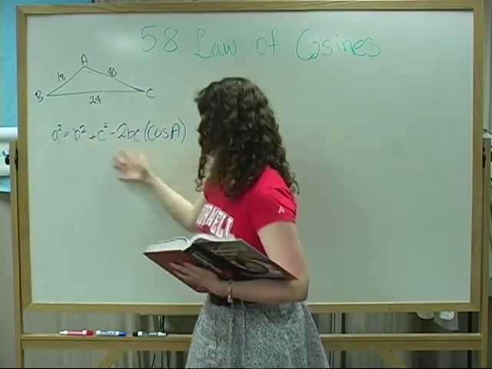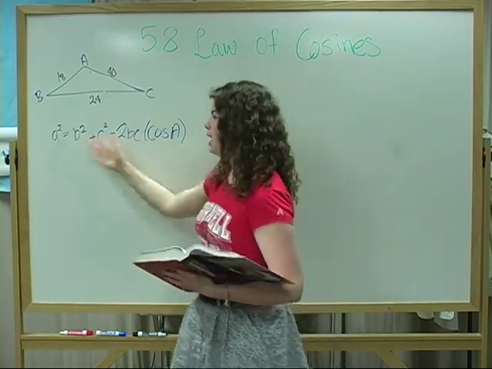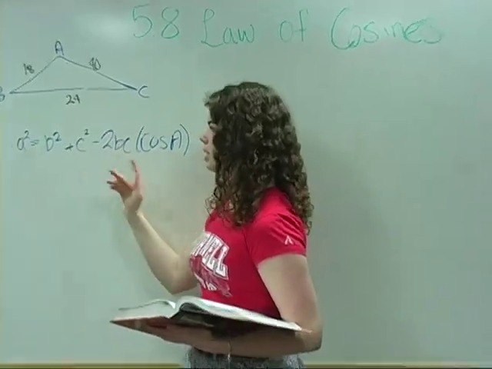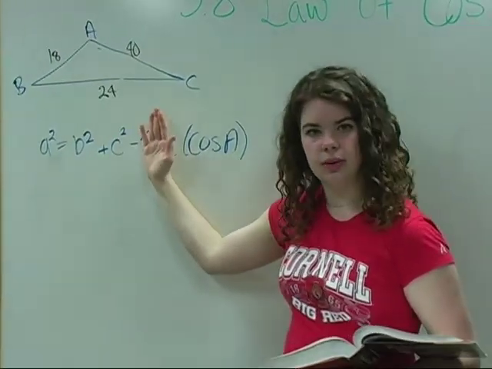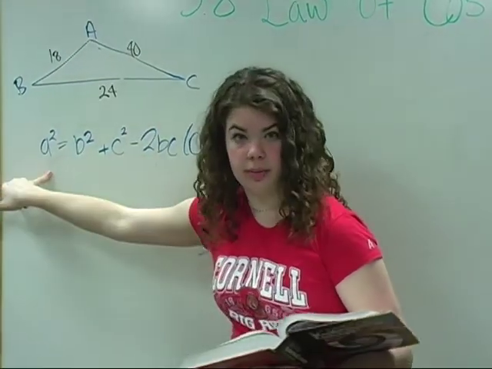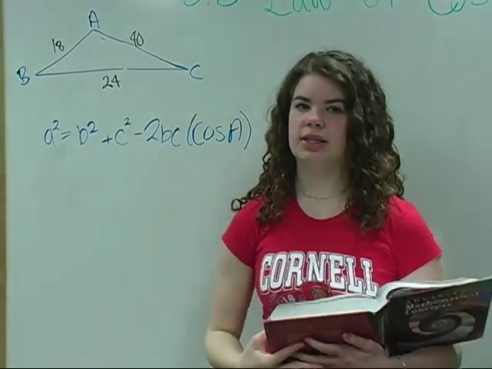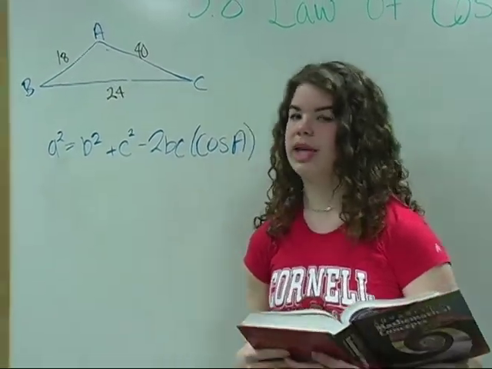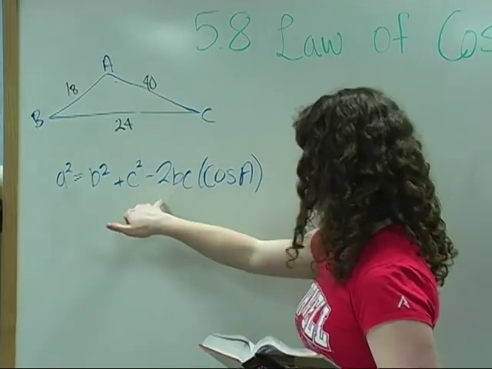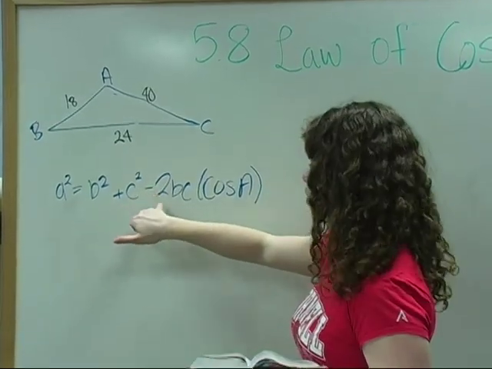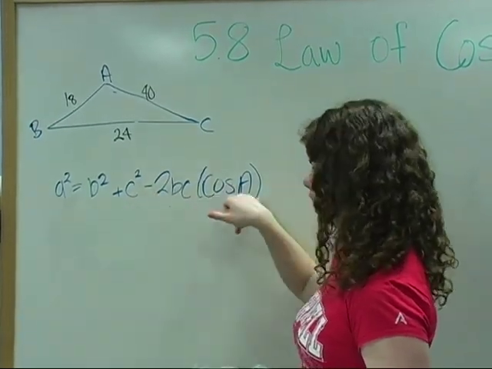So our basic formula for the law of cosines is a squared equals b squared plus c squared. What does that look like to you? This is the Pythagorean theorem. But there's a second part now. Since this is not a right triangle, we can't use just the Pythagorean theorem. There's the second part, minus 2bc cosine A.